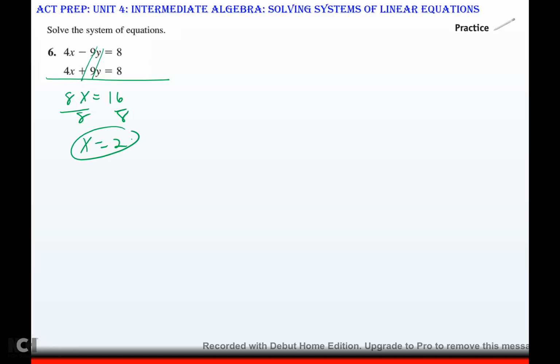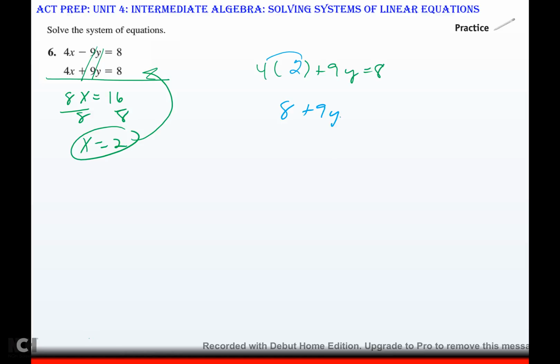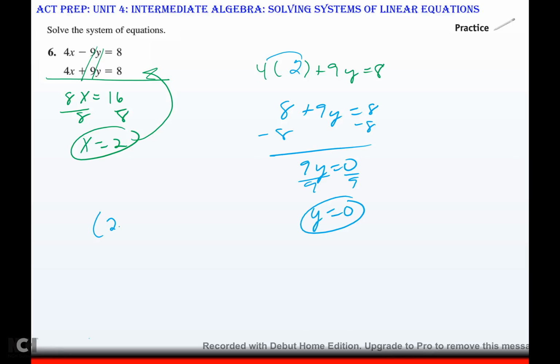Okay, so now we're going to plug it back in. I'm going to go here. So I have 4 times blank plus 9y equals 8. And I'm going to put 2 in there, which gives me 8 plus 9y equals 8. Subtract 8. 9y equals 0. Divide by 9, and y equals 0. So my solution is 2, 0.